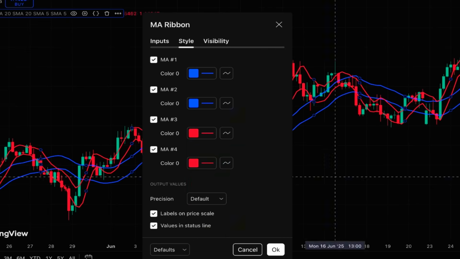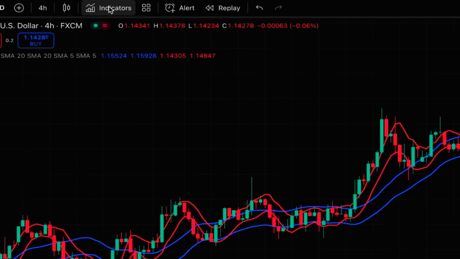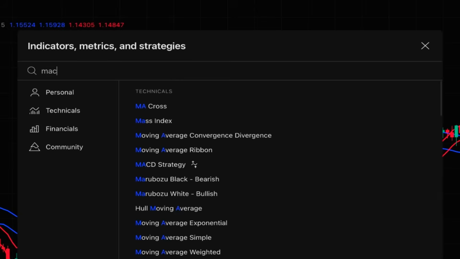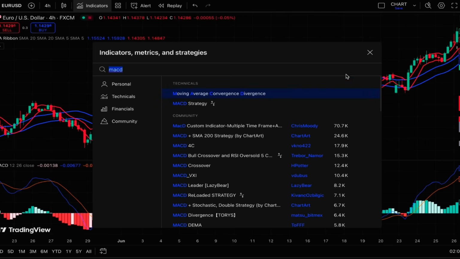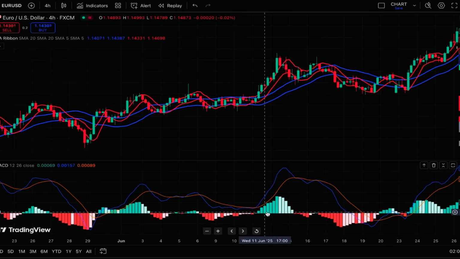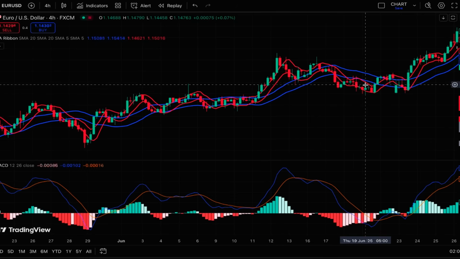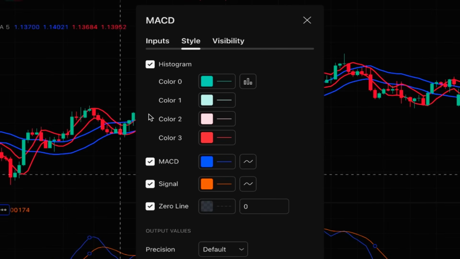Alright, we're done with the settings of moving averages, and now we need to add MACD. So here we click on indicators and we search MACD. We add this one, moving average convergence divergence, which is a built-in indicator on the TradingView platform, and we need to change the settings of MACD so it will be less responsive to short-term fluctuations in the pullbacks. We go to the settings of MACD to adjust the settings for our trading strategy.